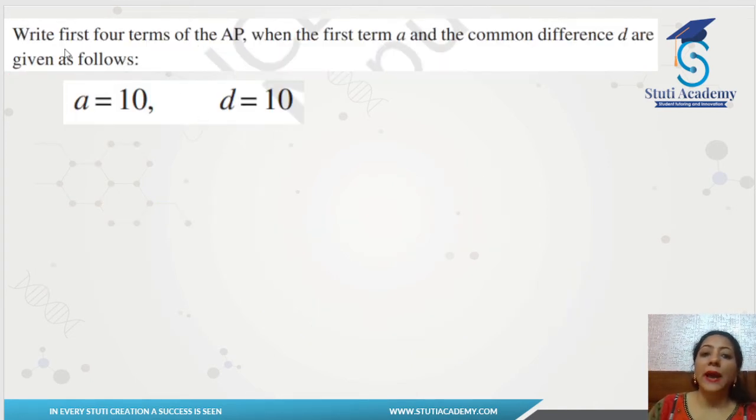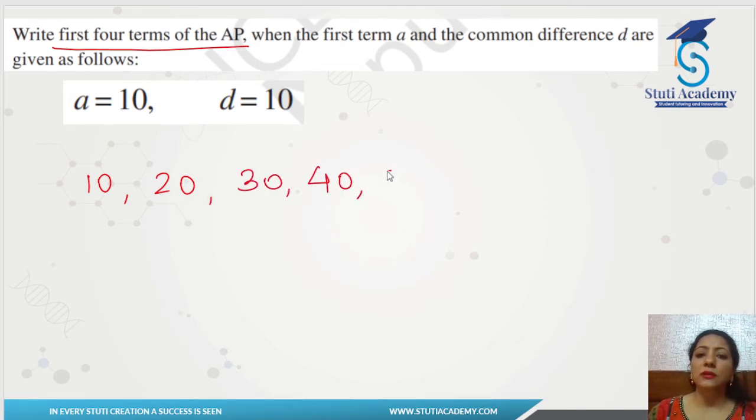Now we have: write the first 4 terms of the AP when the first term a and the common difference d are given as follows. So we have a as 10. As I just told you earlier, a denotes the first term, d denotes the common difference. We have to write the first 4 terms of the AP. So the first term is already given to us, 10. Every time we have to add 10 to the previous term to get the next one. So the next one would be 20. Next would be 30. Then we have 40. So these are the first 4 terms.